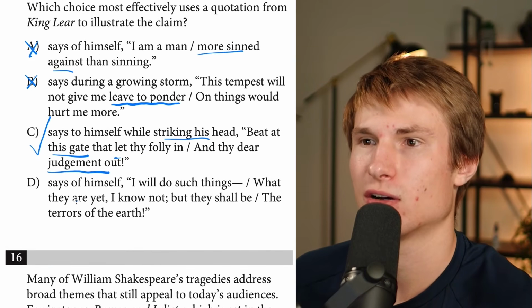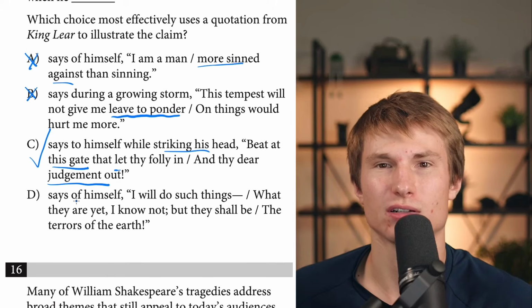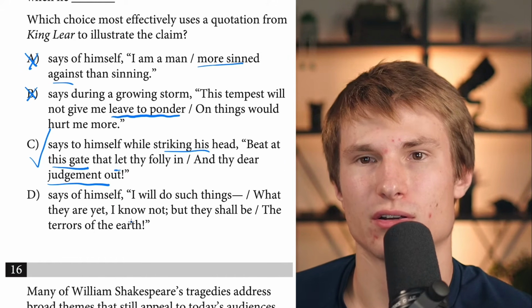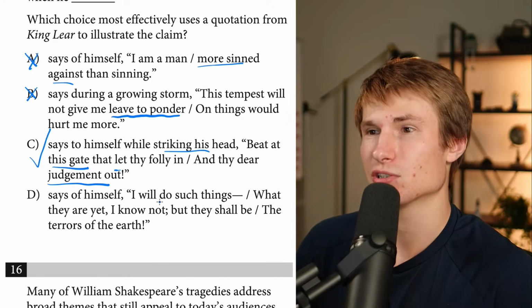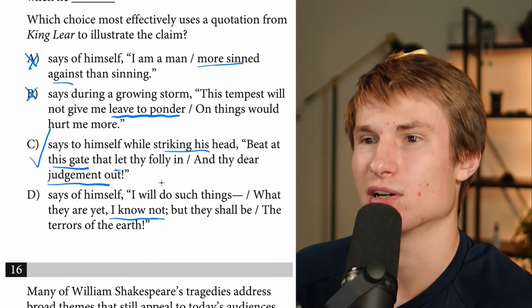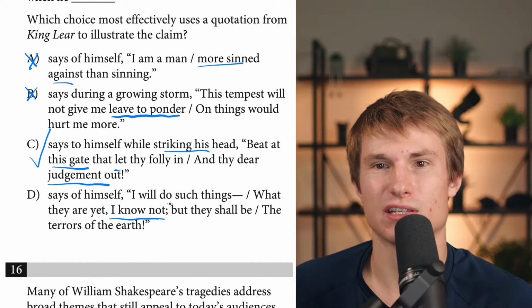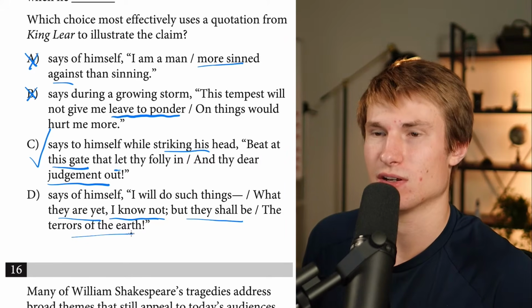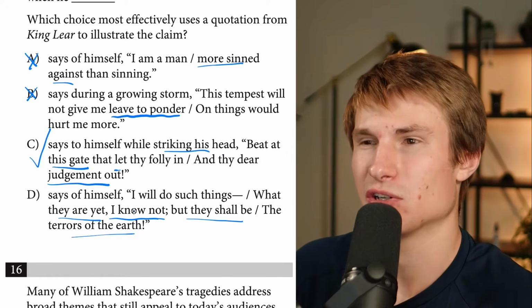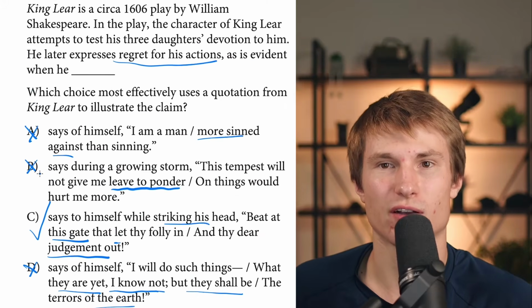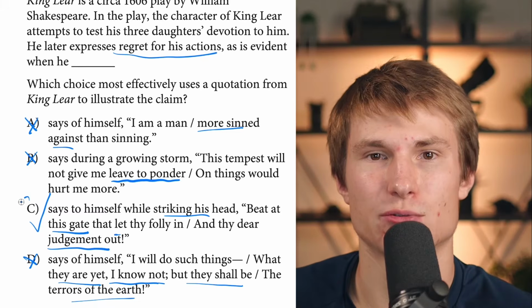We have says of himself, "I will do such things, what they are yet, I know not, but they shall be the terrors of the earth." All right, well, when he says I will do such things, what they are yet, I know not, that's saying that he's going to do bad, but he doesn't know what it is yet. So it doesn't sound like he's actually committed these bad actions yet because he doesn't know what they are yet. Then he says, but they shall be the terrors of the earth. So he knows that he's going to do something bad, but it doesn't sound like he has done it yet. And answer choice C, he's already expressing regret for actions that he's already done. So C would have to be our answer there.